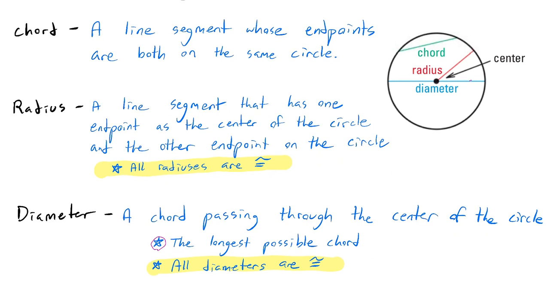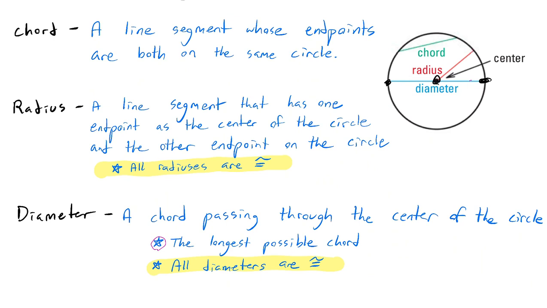So a chord is just a line segment whose endpoints are both on the same circle. So if I connect any dot on a circle with any dot, that's a chord, okay? A special chord is a chord that goes through the middle, and that chord is called a diameter. That's the longest chord in a circle. And then half of that diameter, or in other words, any point on the circle connected to the center is called a radius. So those are the three most common segments we use inside of a circle.